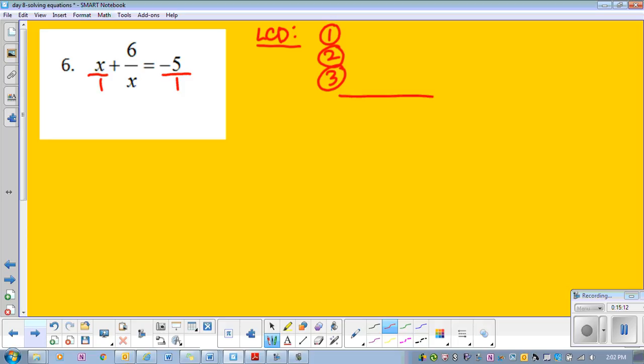Fraction 1, what's in my denominator? 1. Fraction 2, fraction 3. So what is my LCD? X. Good. So what is the first one missing to look like the LCD? X. So remember, whatever you multiply on the bottom, you got to multiply on the top. What is the second one missing? It doesn't matter if I multiply by 1. What about the third one? X.